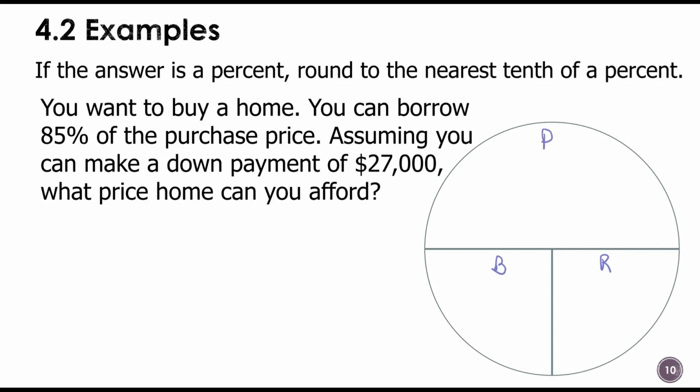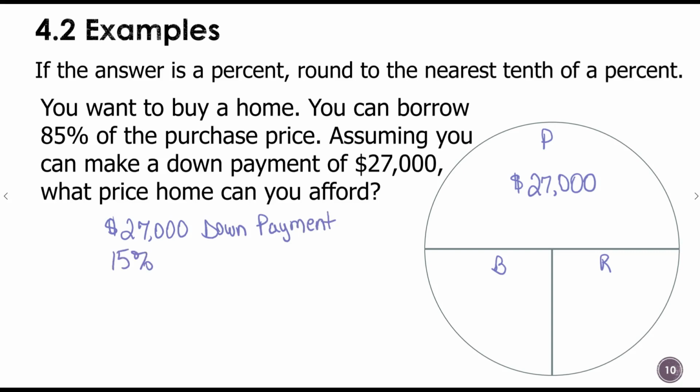On this one, the portion is the 27,000. That is a portion of what we're going to borrow, and I think that would make sense if you think about that, right? How much can we borrow? Because we can borrow 85% of the purchase price. Well, the amount they gave us, the 27,000, this is the down payment, and it happens to be 15% of the purchase price.